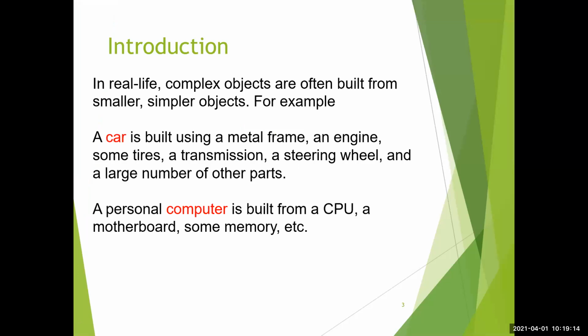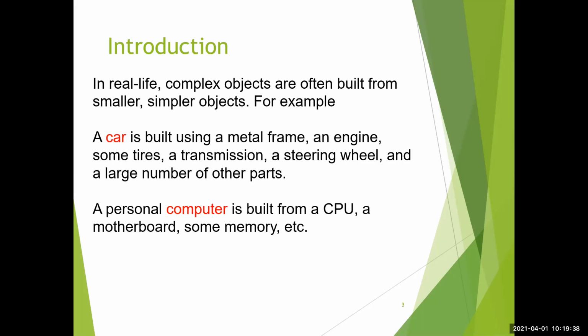So, if you look at the real world objects around you, complex objects are actually built from simple objects, right? For example, if you look at a car as an object, a car has a frame, an engine, maybe tires or a steering wheel and so on, right? So all of these you put together and you make a complex object which is like a car.